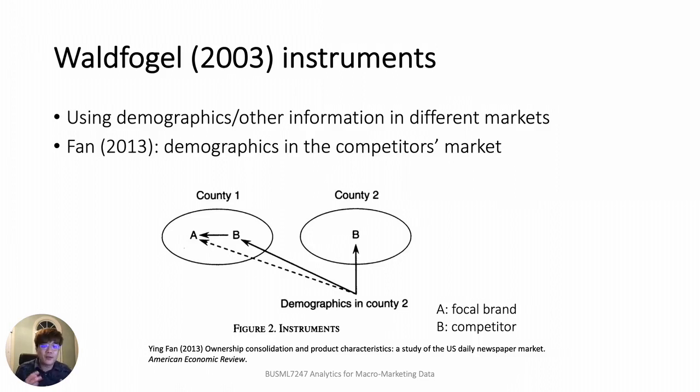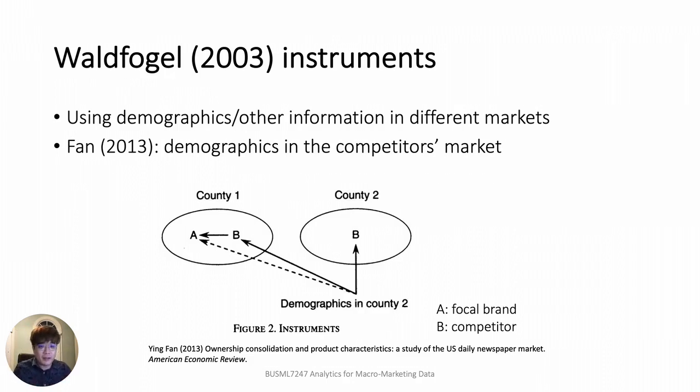Suppose that there are two counties, County 1 and County 2, and two brands, brand A and brand B. As in the figure, both brands are in County 1, but only brand B is in County 2. And we are interested in the price effect of brand A in County 1.